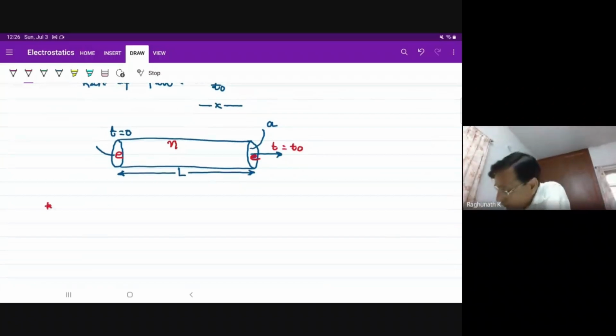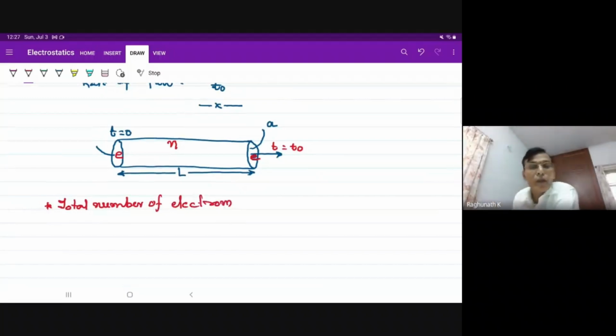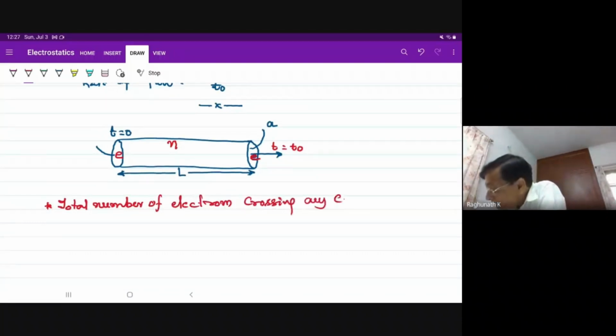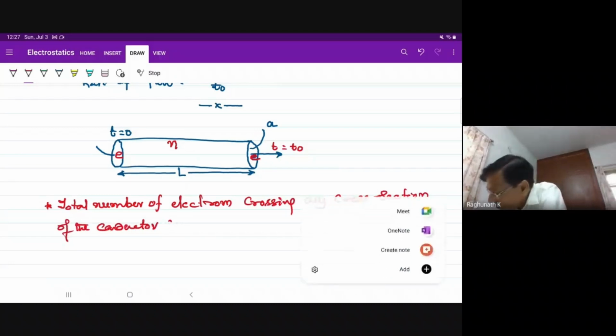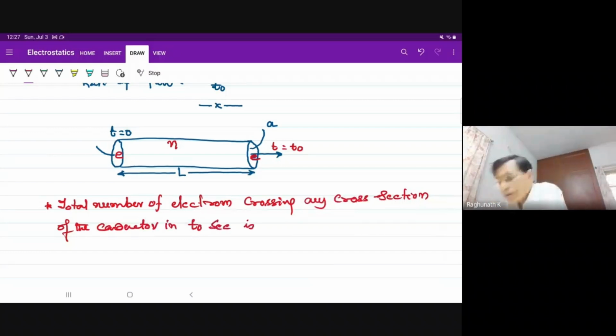I'll say the total number of electrons crossing any cross section of the conductor, you agree with this, in t naught seconds is what?